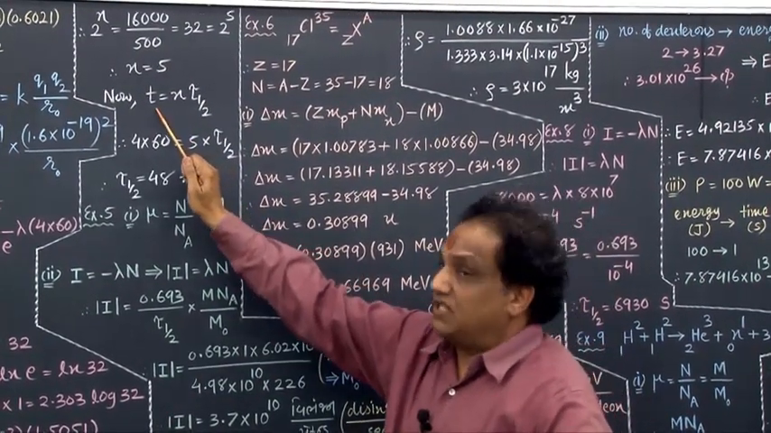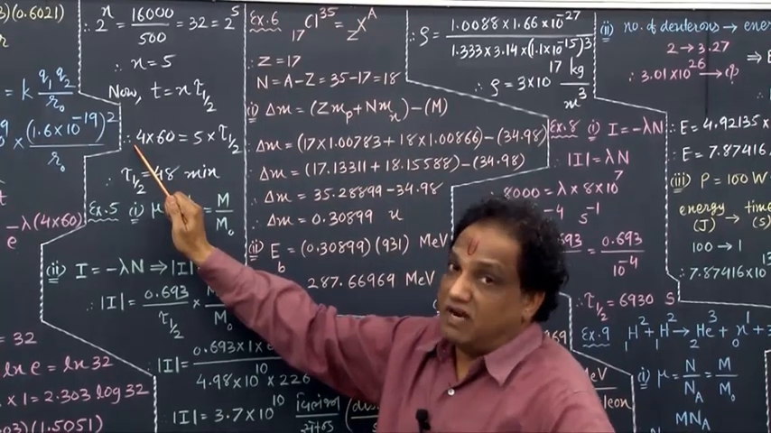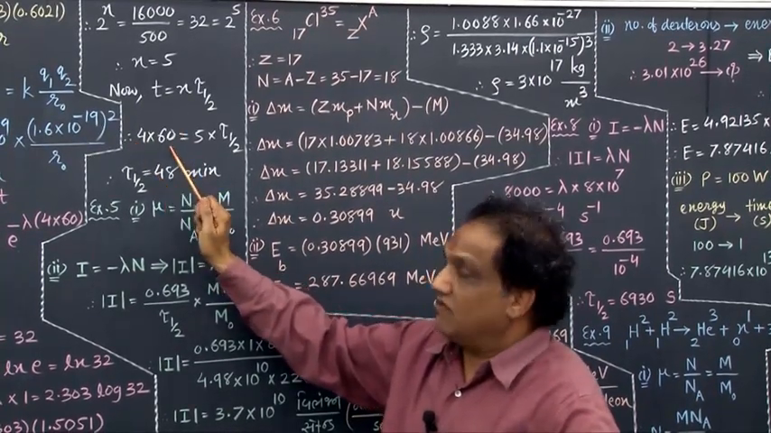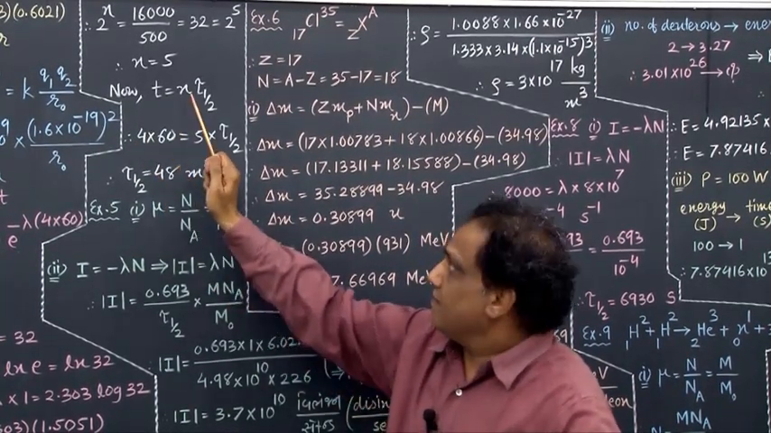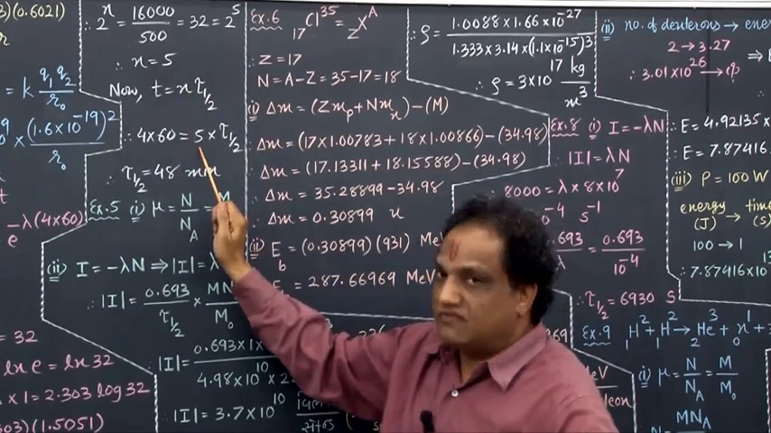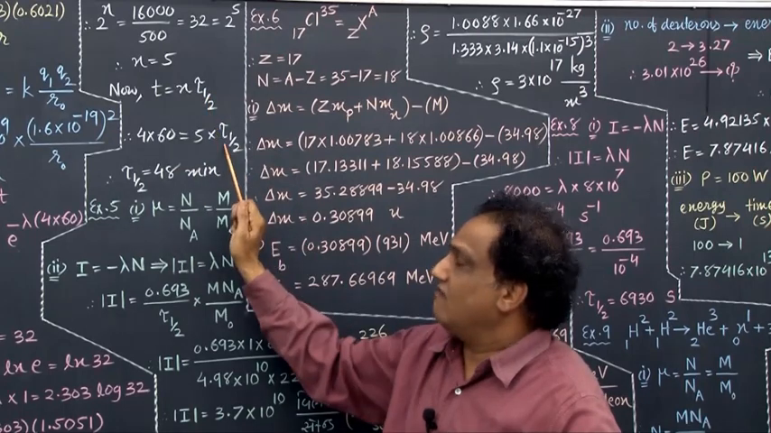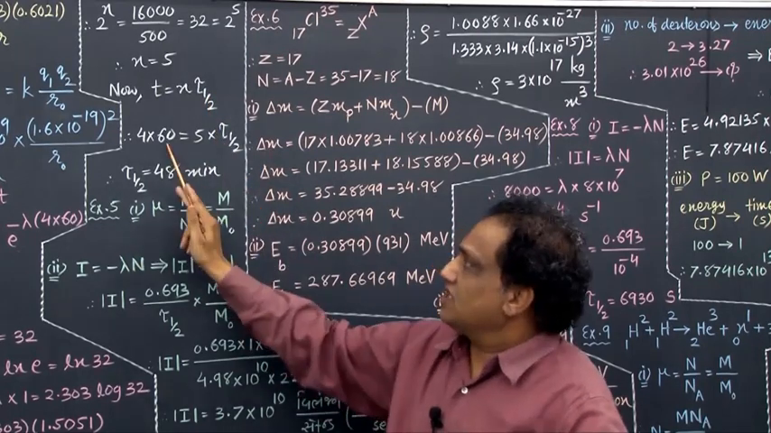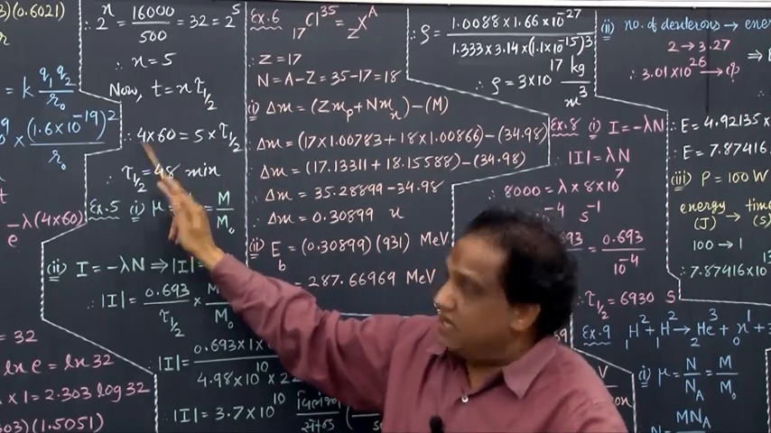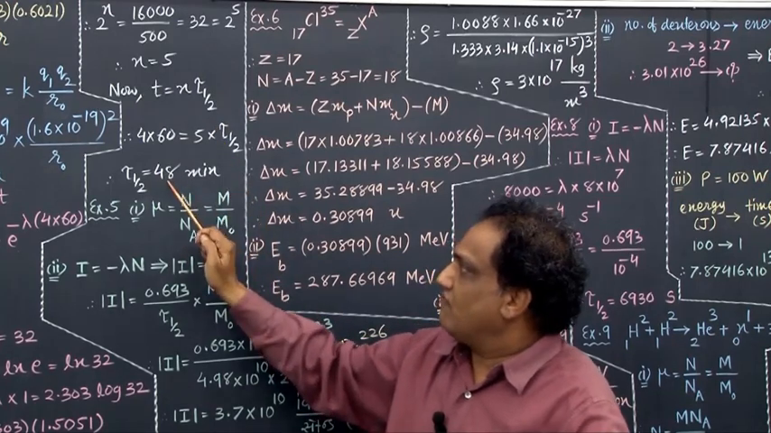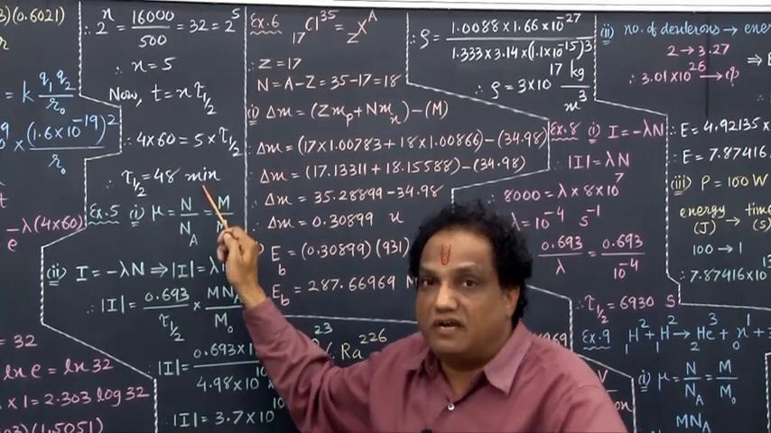What is the time lapse? They have given 4 hours, but 1 hour is 60 minutes. Convert it into minutes, multiply by 60. This n value we have found out, that is 5. And now because this time we are taking in minutes, naturally tau half we will get in minutes. And 16 to 4, that is 240, divided by 5 comes out to be 48 minutes.